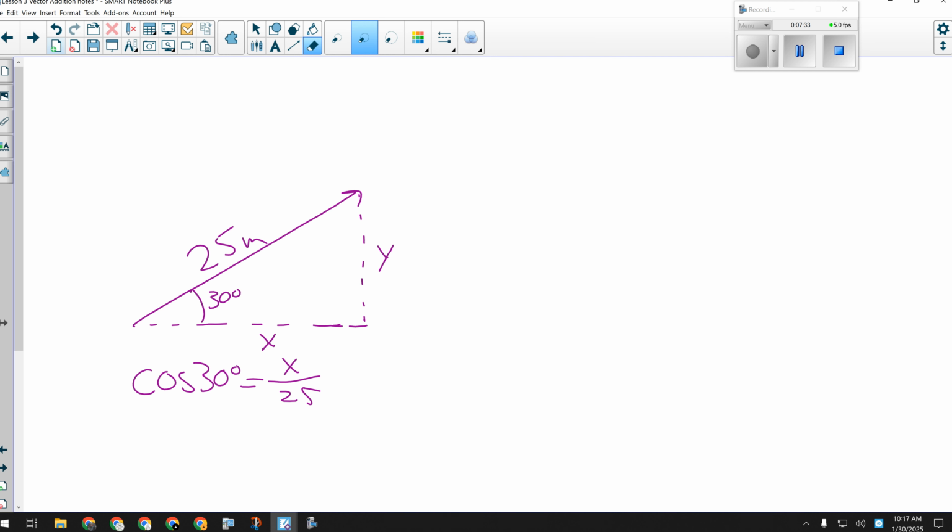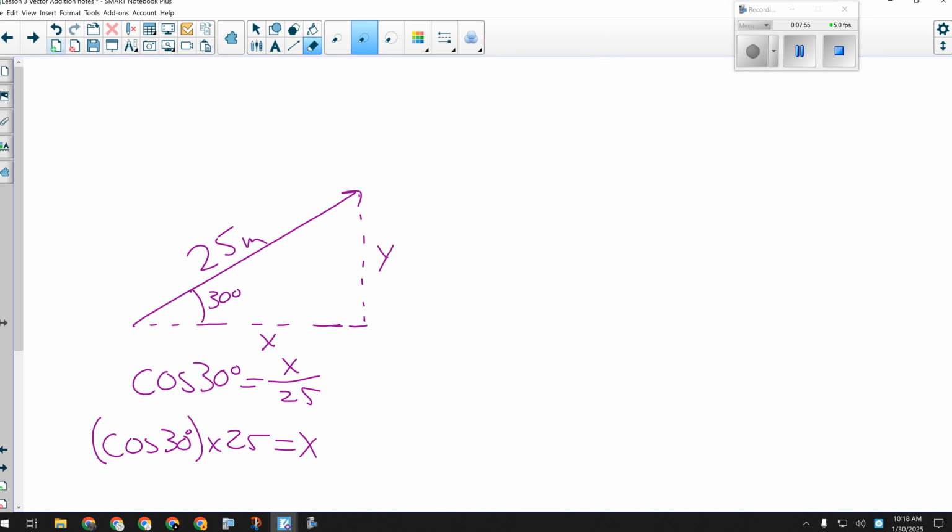Right, multiply 25 over to this side, right? Because right now I'm dividing by 25. So if I went cos of 30 degrees, which your calculator will put in brackets, times 25, that will give me the horizontal component of this vector. It'll tell me how far this vector goes east in this case.